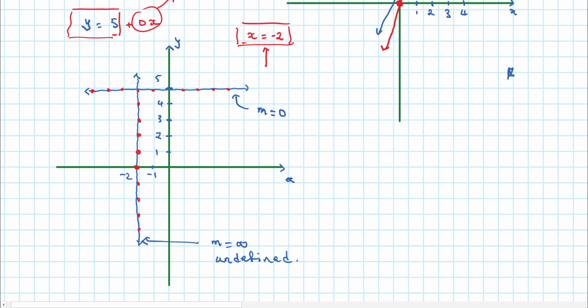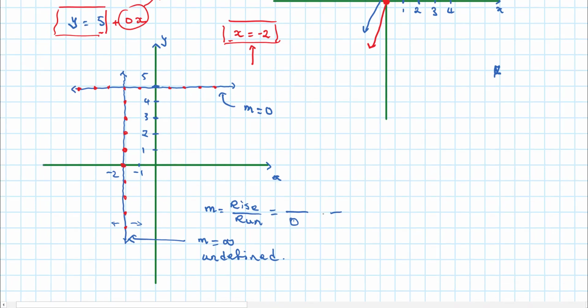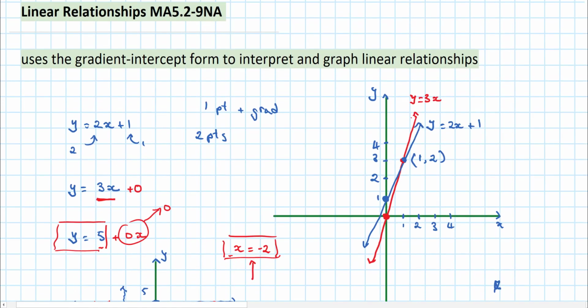Another, more mathematical reasoning for this is that gradient is rise over run. So whatever the rise is per 1 unit of run, except this line has no run. It doesn't move left or right at all. It goes straight up. So you end up with run being 0, and we know in mathematics we can't divide something by 0. Therefore it's undefined. Okay, so that's a really quick explanation of using a gradient and a point to sketch the graph. Let's now look at the other way around.